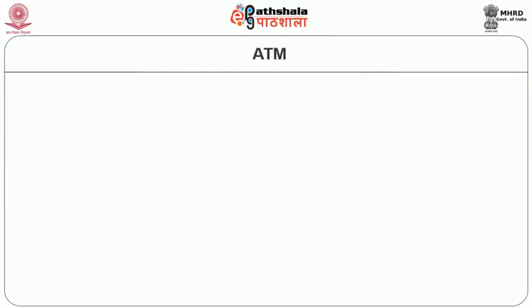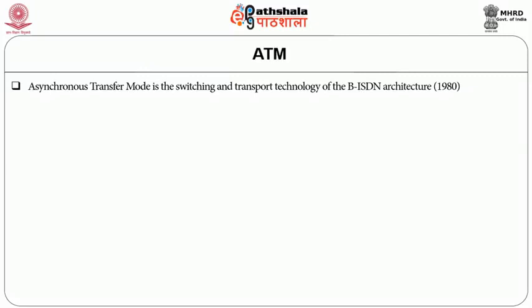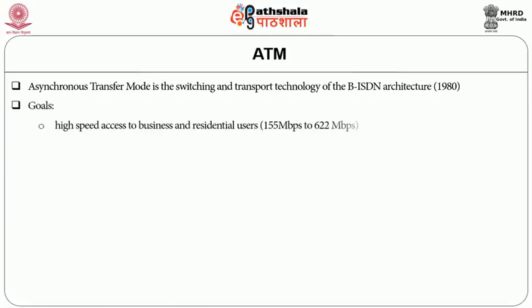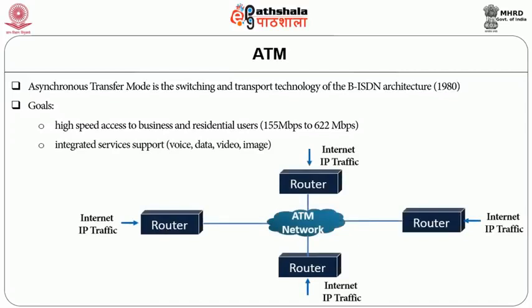Now after finishing ISDN, let us see what is ATM. ATM stands for asynchronous transfer mode. That is the switching and transport technology of B-ISDN. Broadband ISDN, we have seen the speed in the architecture, and the goal was to provide high-speed access to business and residential users, starting from 155 Mbps to 622 Mbps. And this integrates all the services like voice, data, video, image, even animation, etc.